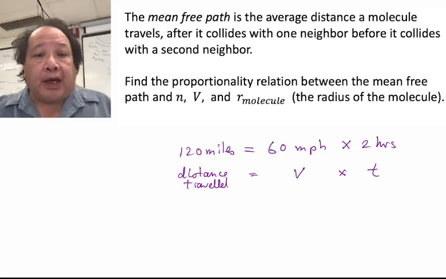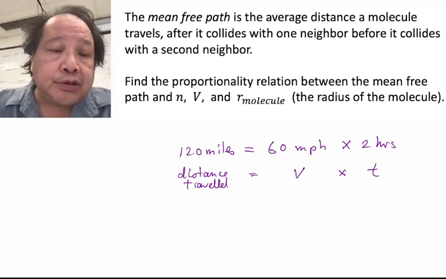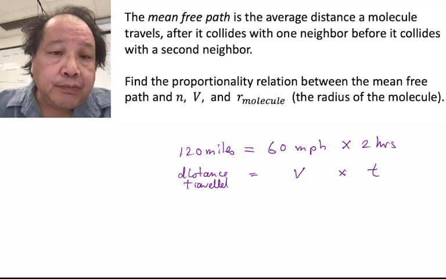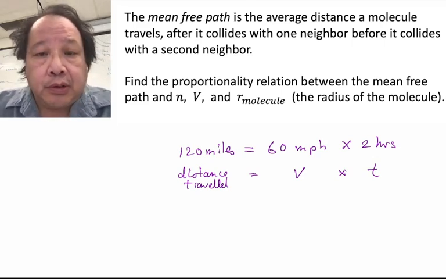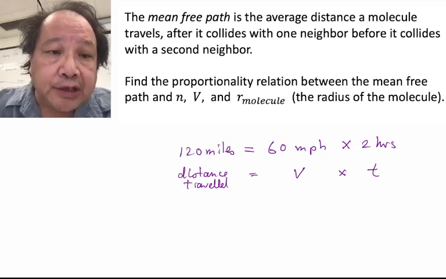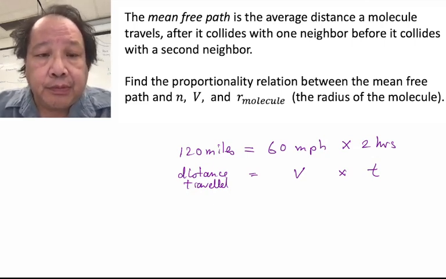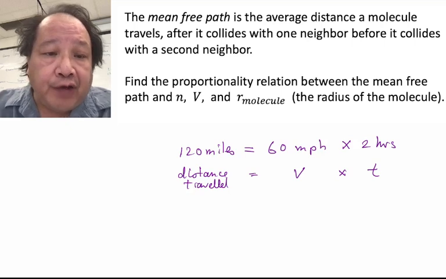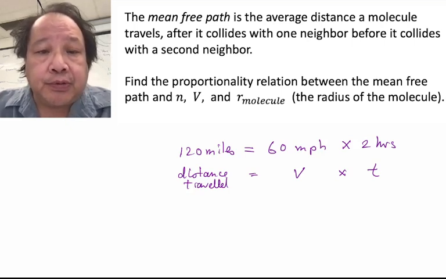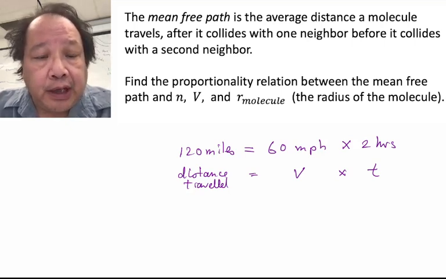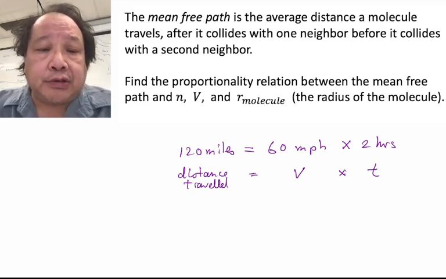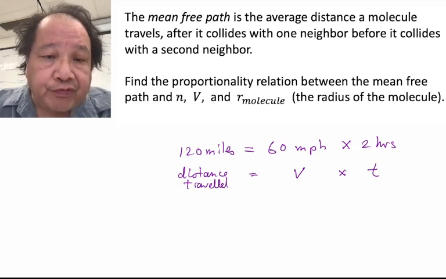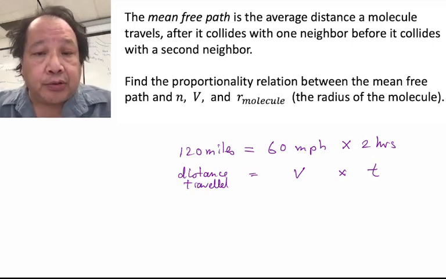The mean free path is the average distance a molecule travels after it collides with one neighboring molecule before it collides with a second neighboring molecule. And the question asks, find the proportionality relation between the mean free path and N, the number of molecules in a flask, V, the volume of the flask, and r molecule, the radius of the molecule itself.